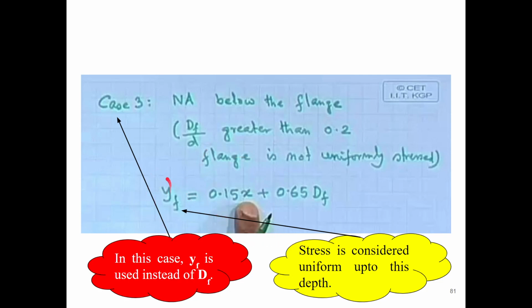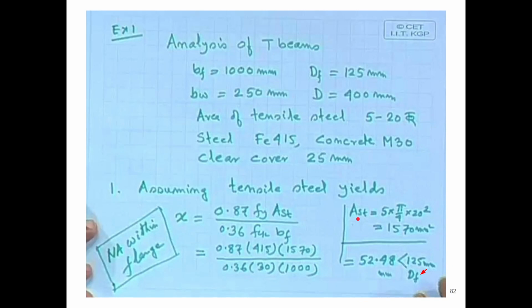Instead of Df we have coined a new term yf, and we assume that the stress is uniform up to this depth, that is, 0.45 fck will be constant up to this depth. By trial and error we try to find the actual depth. We will see how it is applied. So let us see the first problem. Let us take this question.